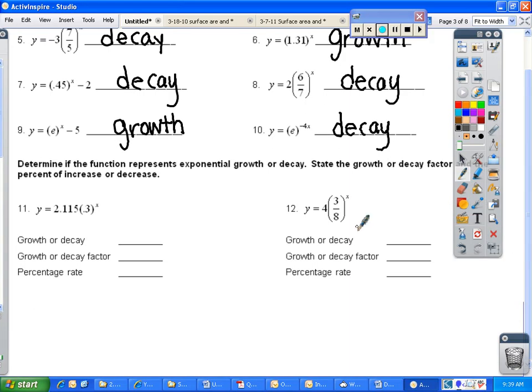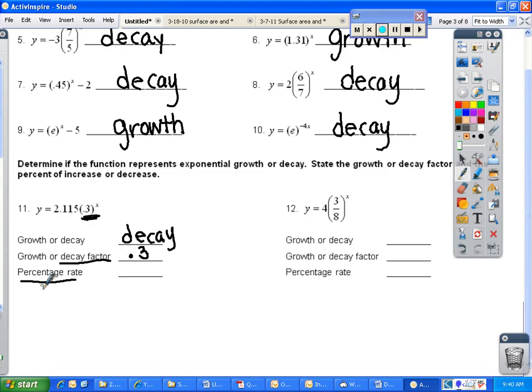Alright, so a lot of you are having problems with determining what the decay factor is versus the percentage rate, so we're going to go over that. First of all, since this is 0.3, this is a decay problem. Okay? The factor is basically that base number. So in this case, your base number is 0.3. That is the decay factor.